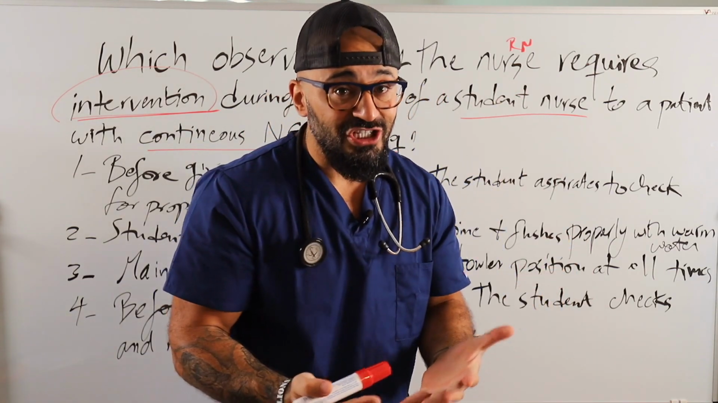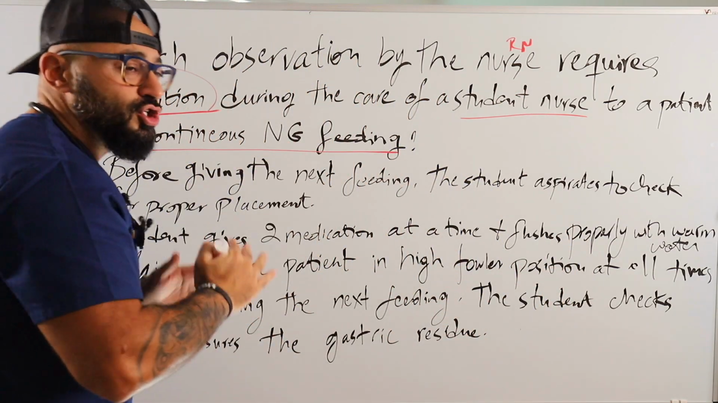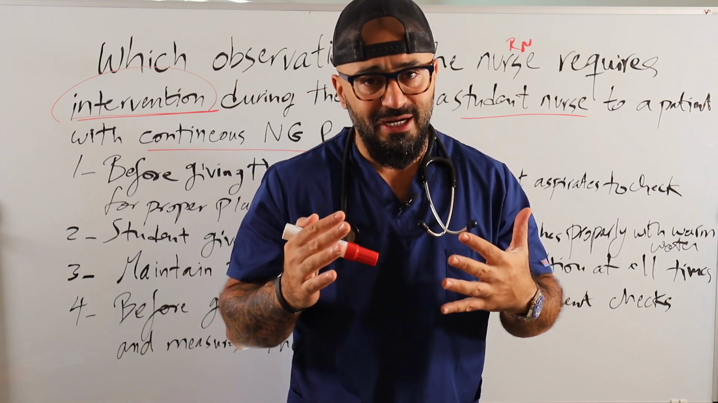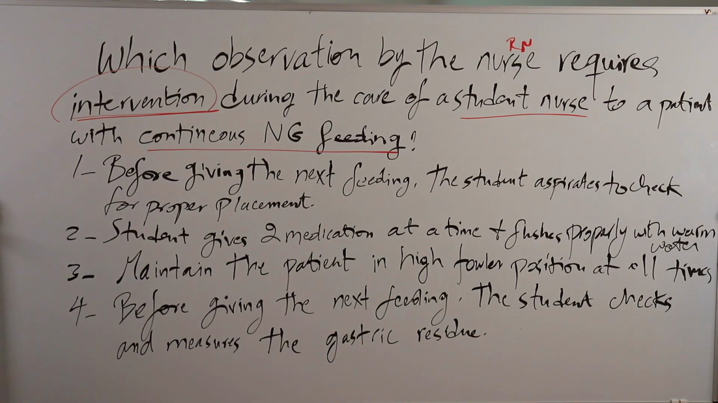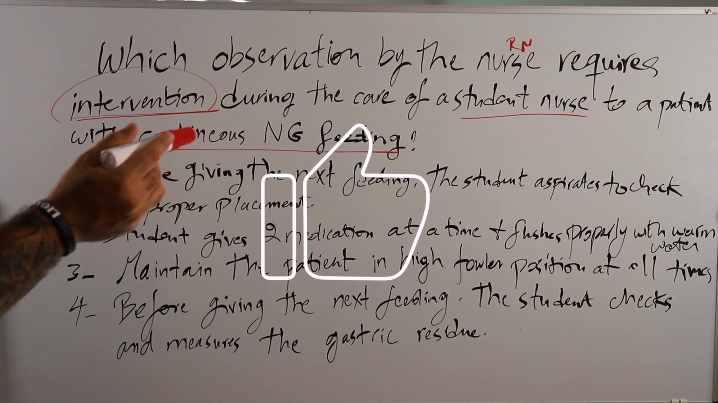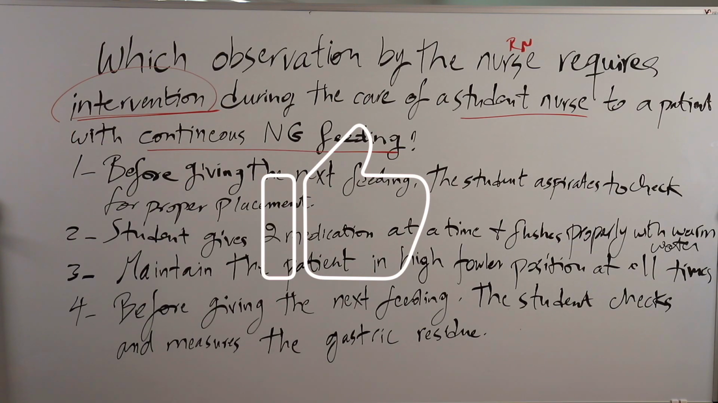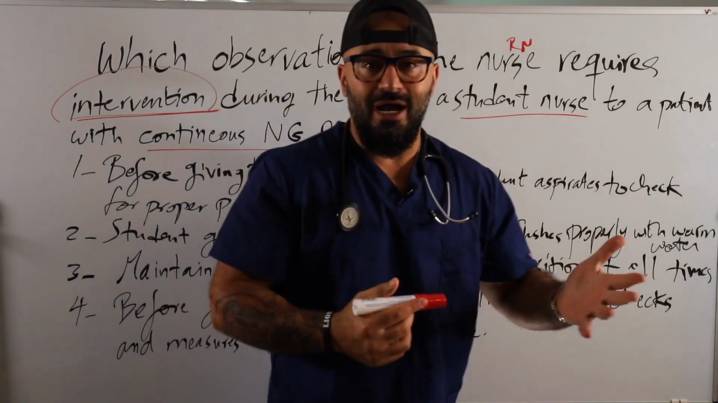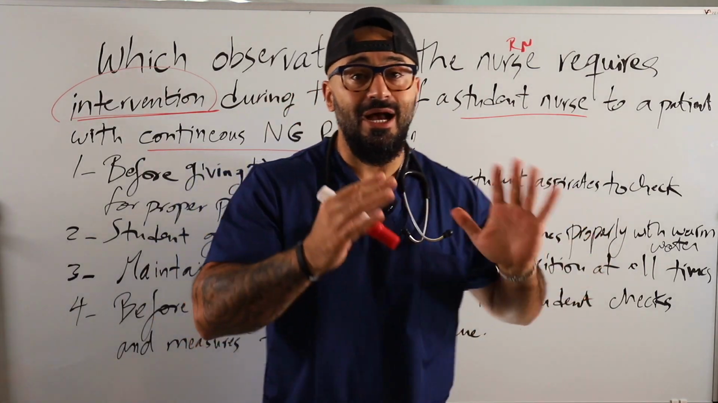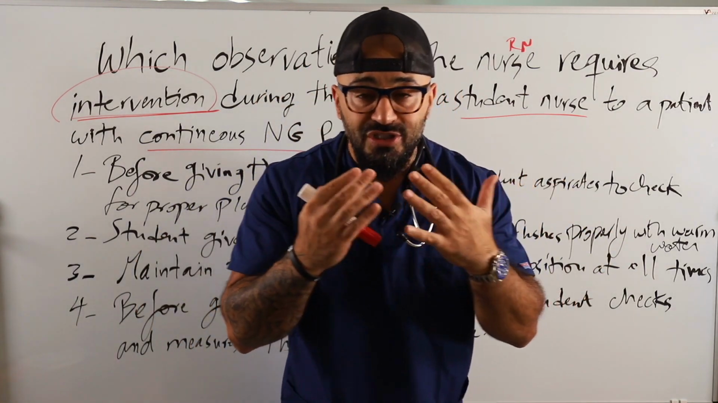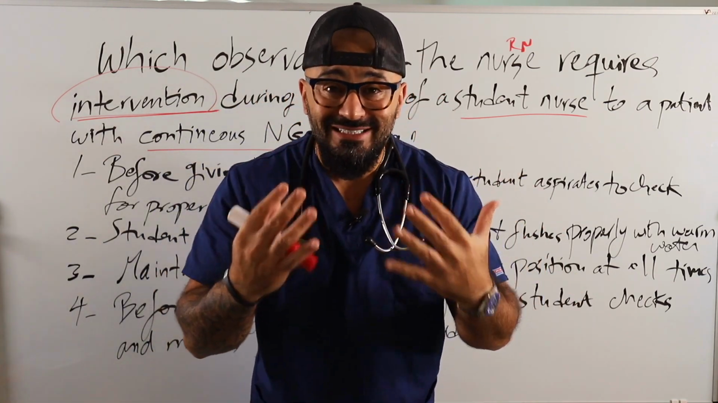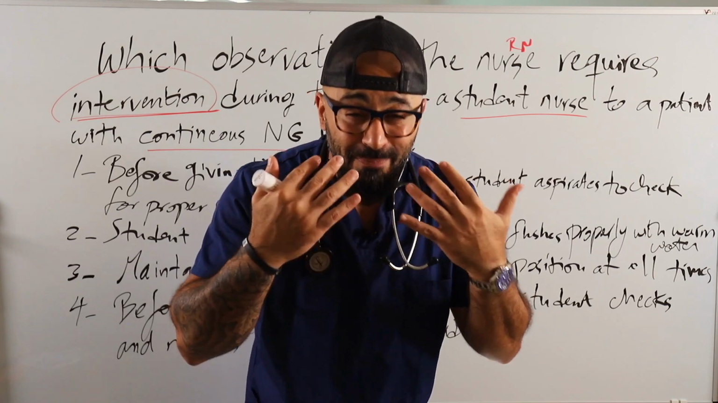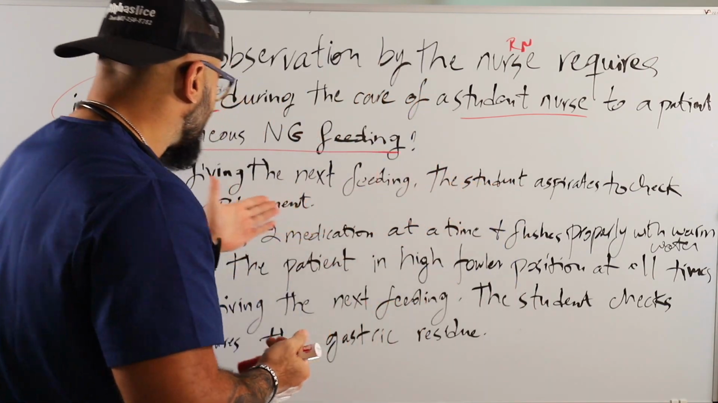Now, I rephrase the question, I'm going to move on and read the options. We read the options one option at a time, right? So, we're going to read the options. Option number 1, before giving the next feeding, the student aspirates fluid or gastric content to check for proper placement. Is this a true statement or not? Those type of questions, this is how I treat them. Is this a true statement or not, right? Because what I'm looking for is a false statement or incorrect behavior, right? So is this a correct behavior?